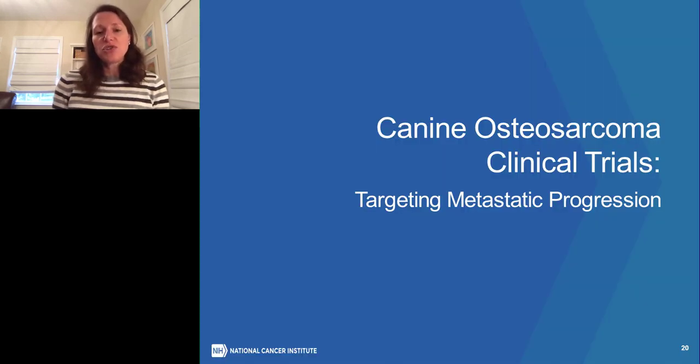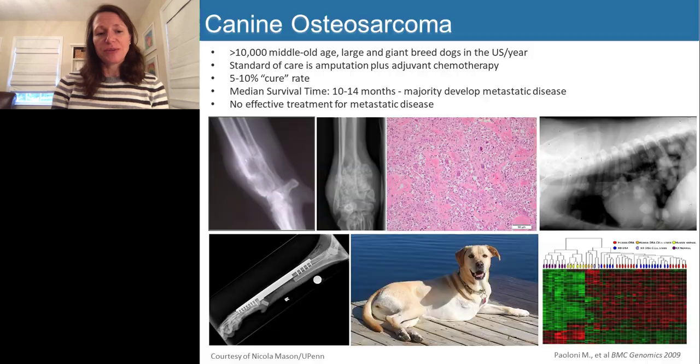So next, I would like to change gears and talk a little bit about our work in canine osteosarcoma, specifically in our clinical trials that are designed to ask questions about ways that we can target metastatic progression. So canine osteosarcoma is an extremely common canine disease. It affects at least 10,000 middle-age to older, large and giant breed dogs in the United States. Some estimates take this incidence up towards 100,000 or even more dogs affected every year. So extremely common and very serious health problem for older dogs here in the US and beyond.